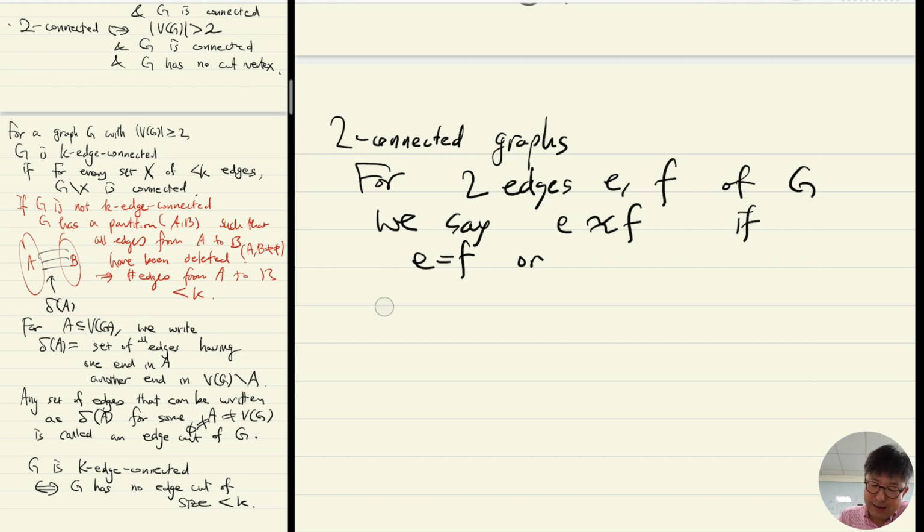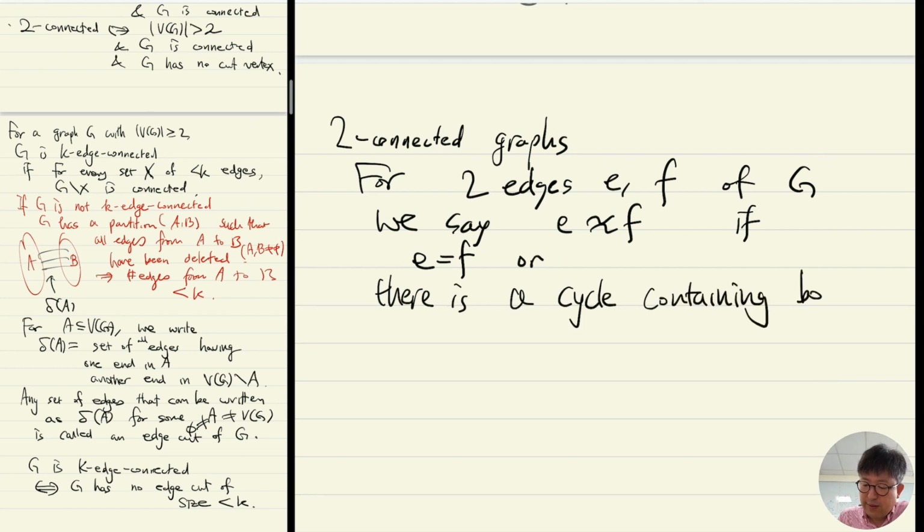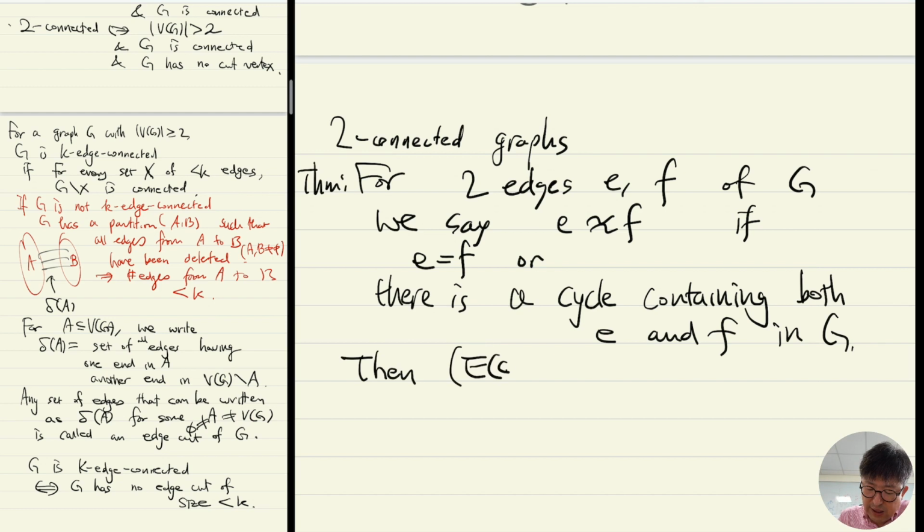there is a cycle containing both E and F in G. I will say that this has a theorem. Then the set of edges with this relation is an equivalence relation.